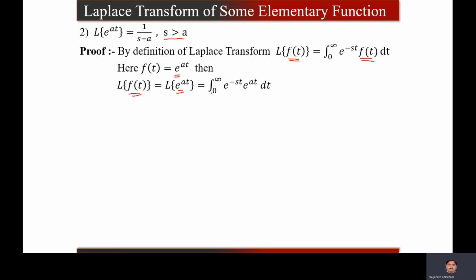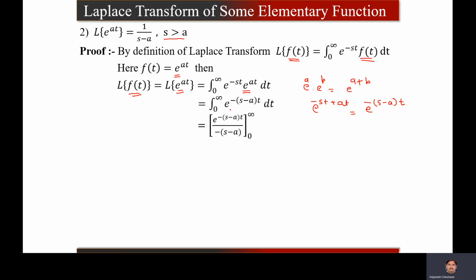In the formula, also integration from 0 to infinity of e raised to minus st times e raised to at dt. This is the value of f of t, and therefore we know that e raised to a times e raised to b is equal to e raised to a plus b. So e raised to minus st plus at, we take minus common, so s minus a, also we take t common. So we get e raised to minus of s minus a t.